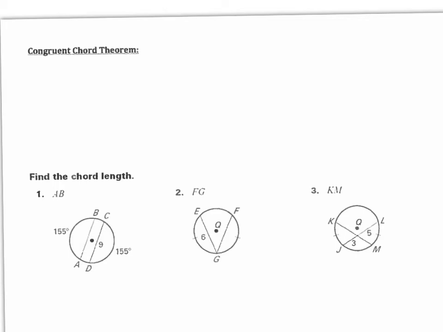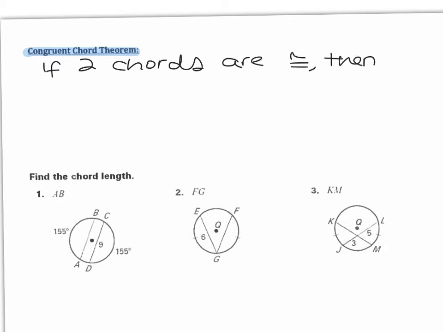Today we're going to talk about the last two theorems of circles. The first one we're going to talk about is the congruent chord theorem. The congruent chord theorem tells me the following. If two chords are congruent, then two things are going to happen.